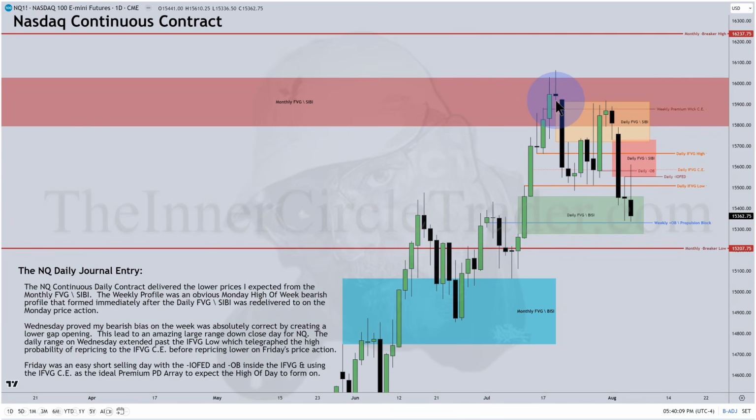So the high of that SIBI also is in close proximity to the consequent encroachment, which is not labeled here, of the high and low. You might want to include that in your chart. But this SIBI stops right there because not only is it the high of this imbalance, but it's also the consequent encroachment of the monthly fair value gap SIBI.